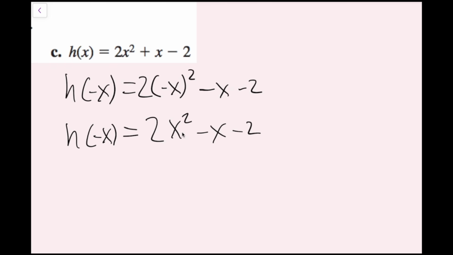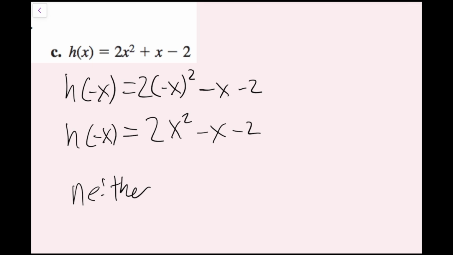Well, I can clearly tell that this is not the same because my negative x here is not the same as this positive x. But it's not the opposite either. Remember, the opposite would mean I'd have to take the opposite of every term. So this would be negative 2x squared minus x and then plus 2. Well, that's not this either. So this is neither even nor odd. So this is just going to be neither.